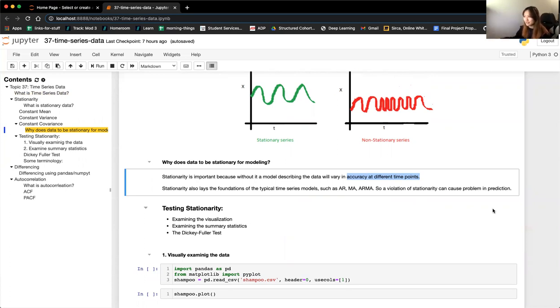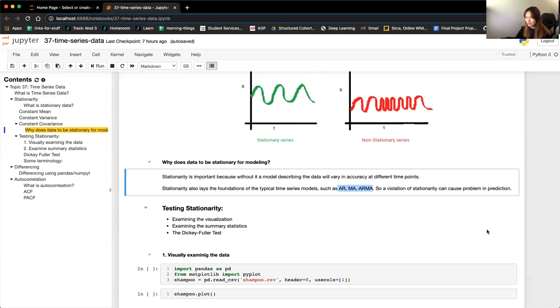Stationarity also kind of lays the foundations of typical time series models, and this is what I mean by the traditional time series models. We'll see all of these tomorrow. AR models, which stands for autoregressive models, MA, which stands for moving average models, and ARMA, which stands for autoregressive moving average models. So a violation of stationarity can cause problems in prediction.